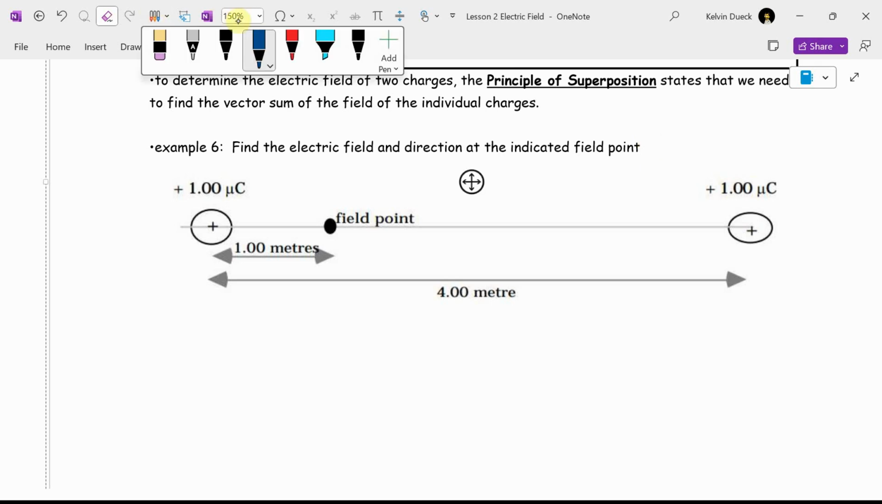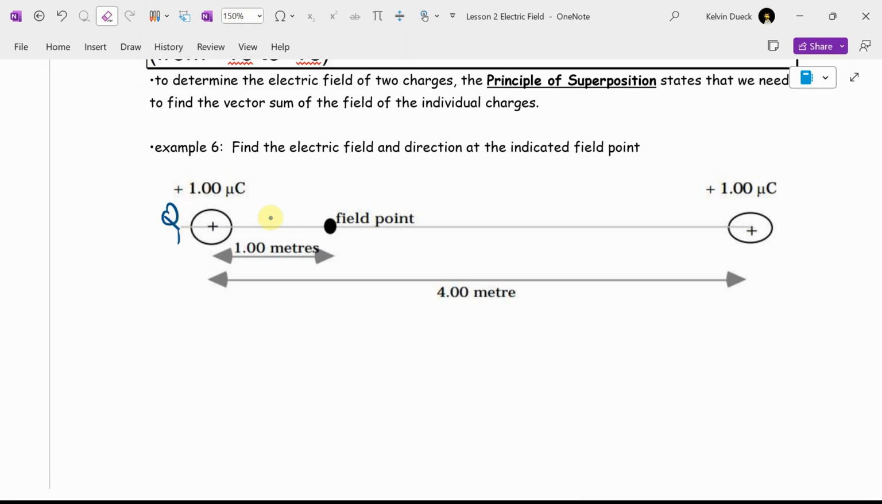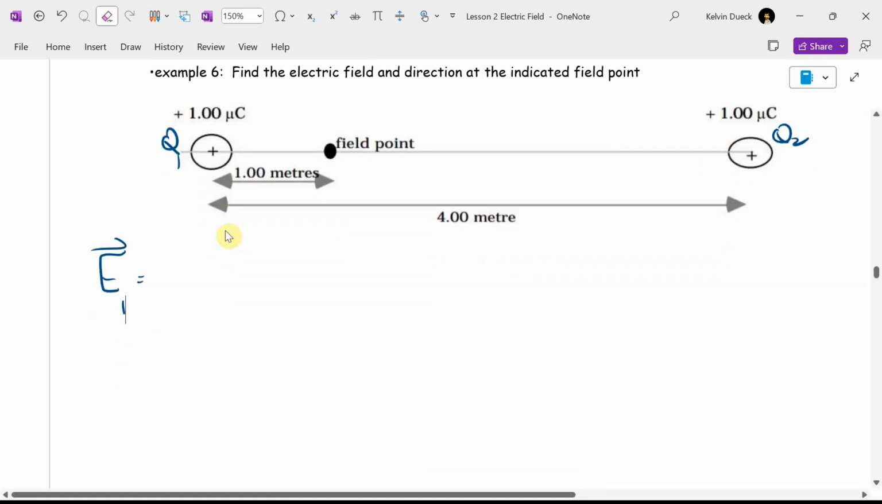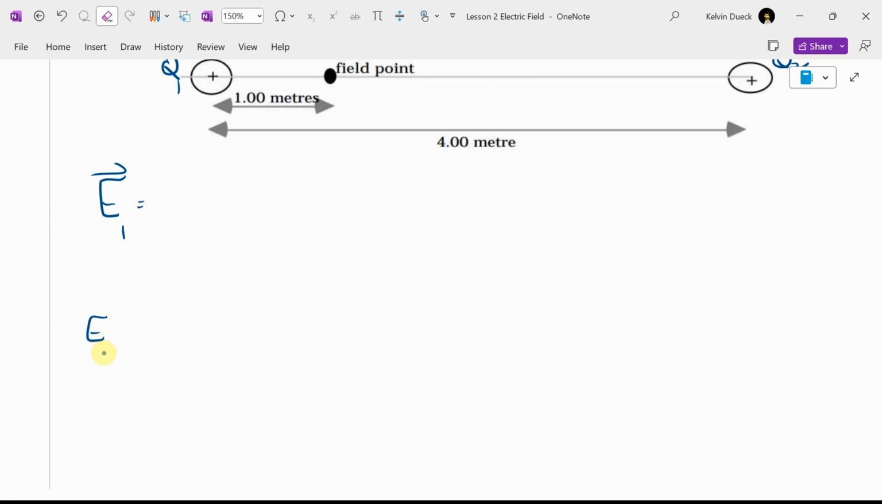I'm going to go Q1, Q2. Do myself a favor. Now I have my idea. We're going to find the electric field from Q1, magnitude and direction. We're going to find the electric field from Q2, magnitude and direction. And then we'll add them vectorially.